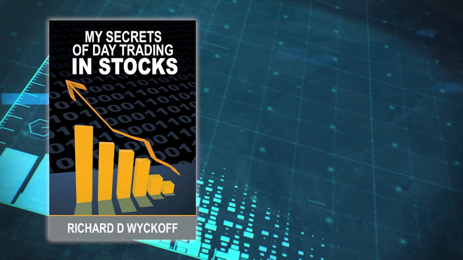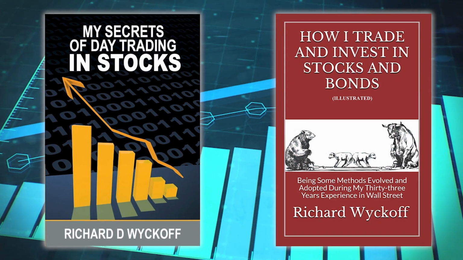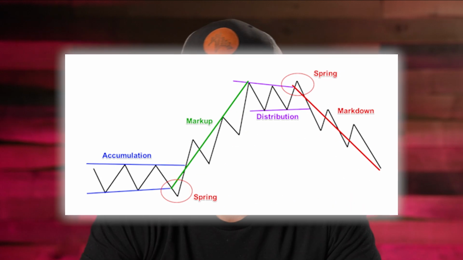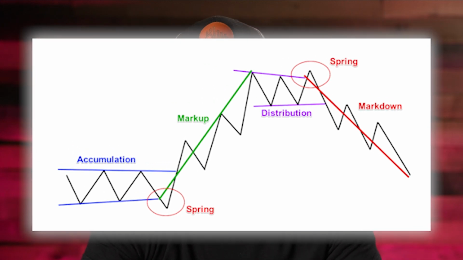He's written a plethora of books over the years on market behavior, how to time the market, methodology, and much more. Two books that I would highly recommend are My Secrets of Day Trading in Stocks and How I Trade and Invest in Stocks and Bonds. If you're a big chart nerd like myself, you'll see that the concepts and strategies that he used back in the day are very much relevant in today's markets, crypto included. Although he passed away over 88 years ago, his famous method, the Wyckoff distribution or Wyckoff market cycle, still helps people time the market with precision.